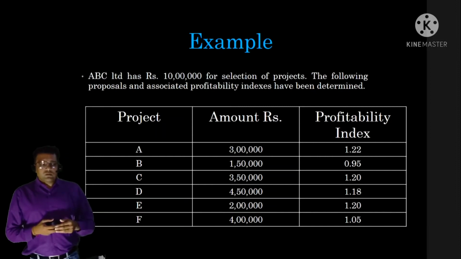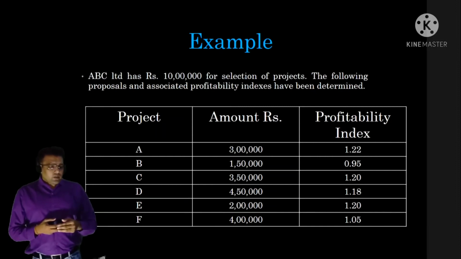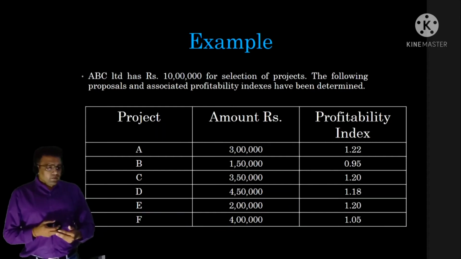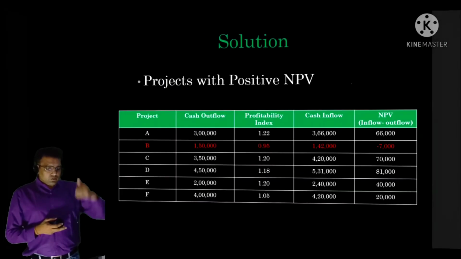As you can see on screen, project A requires 3 lakh rupees, which is the amount required to start the project. Project B is 1,50,000, with their respective profitability index given. So this is just a base question which I have brought over here. Let's see the feasible solutions.